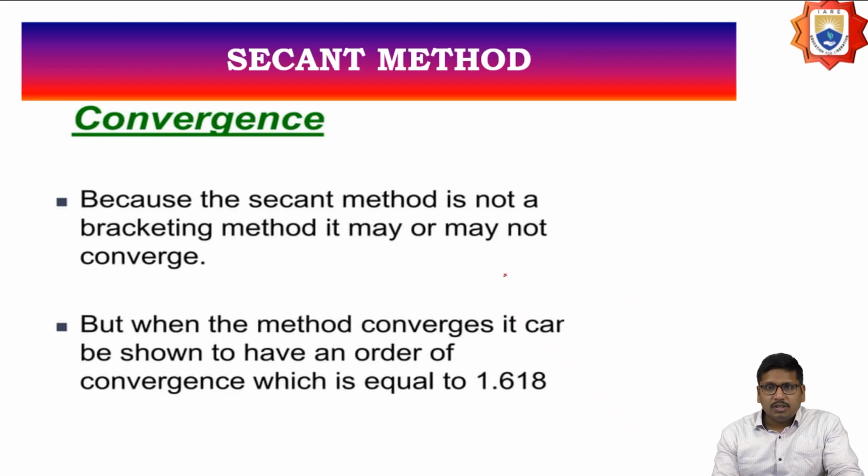And finally, the convergence. The secant method is not a bracketing method, so it may or may not converge. But when the method converges, the order of convergence is equal to 1.6. So that should be about the secant method.